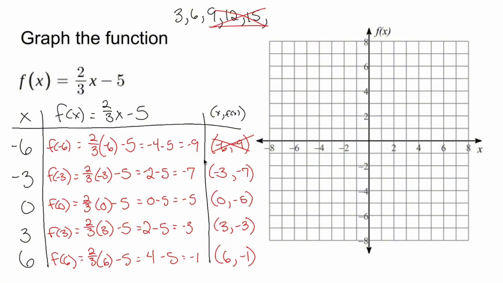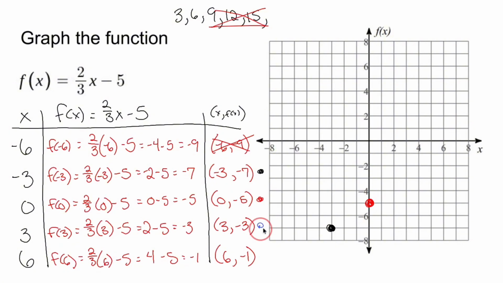The first point didn't work out, no big deal. If I wanted to graph -3, -7, I start at 0, 0. -3 is left, -7 is down. So left 1, 2, 3, down 1, 2, 3, 4, 5, 6, 7. There's my point. 0, -5. So let me choose a different color. 0 means don't move. -5 means down 5. Down 1, 2, 3, 4, 5.